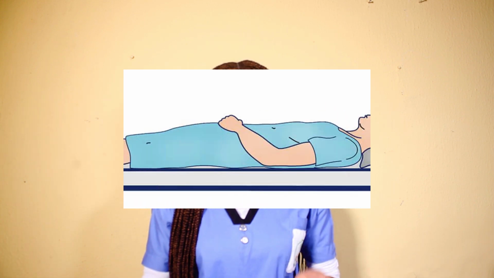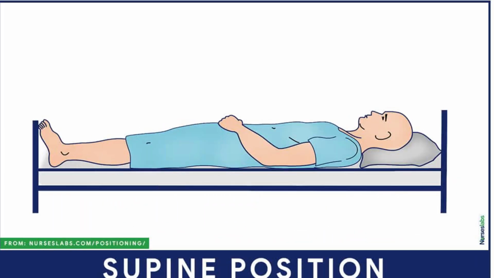The supine or the dorsal recumbent position. This is a position that we are familiar with. The supine position or dorsal recumbent is wherein the patient lies flat. You can see what's showing on the screen. Our patient is lying flat on the back with head and shoulder slightly elevated using a pillow.